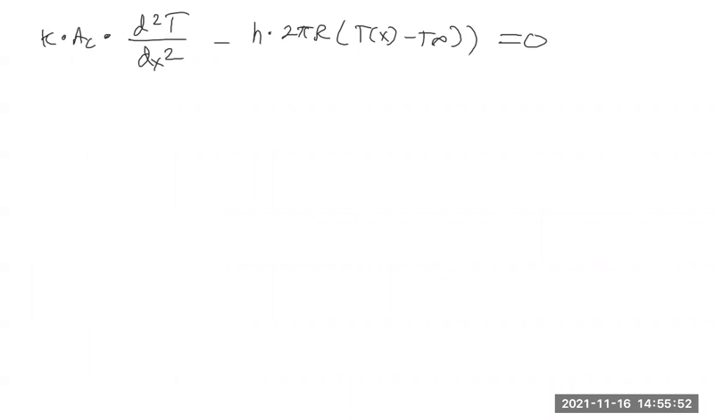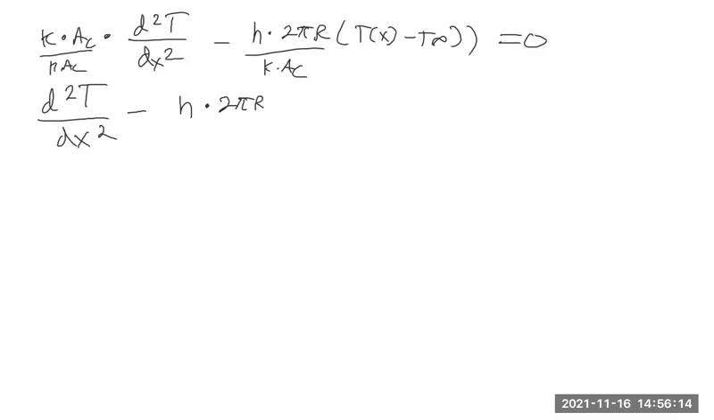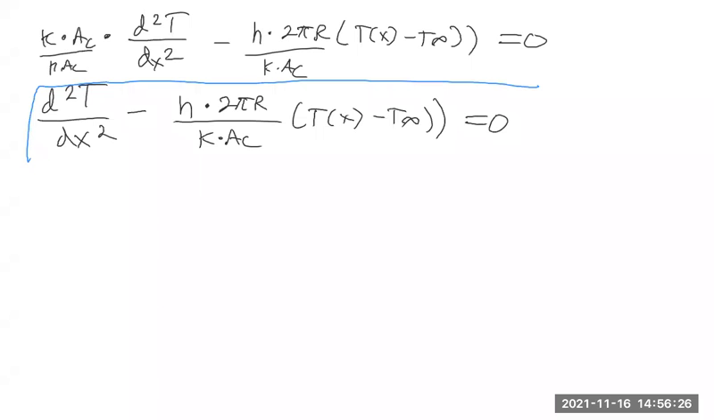Usually in books, you leave your highest order derivative term by itself with no coefficients. So we'll divide k times cross-sectional area out of each term. What we get is the following. So there you go. This is the differential equation that you arrive at in the end.